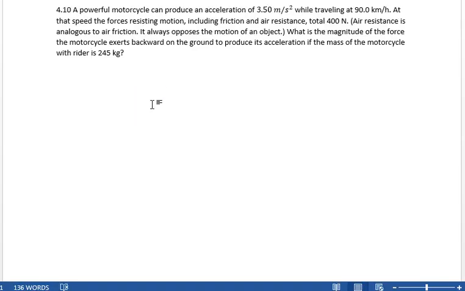Okay, in this problem, we have a motorcycle that accelerated 3.5 meters per second squared while traveling at 90 kilometers an hour. So at 90 kilometers an hour, there's a lot of air resistance, and the problem tells us that air resistance and everything else in terms of frictional forces add up to 400 newtons. The question is, what is the magnitude of the force the motorcycle exerts backward on the ground in order to produce acceleration if the mass of the motorcycle with the rider is 245 kilograms?